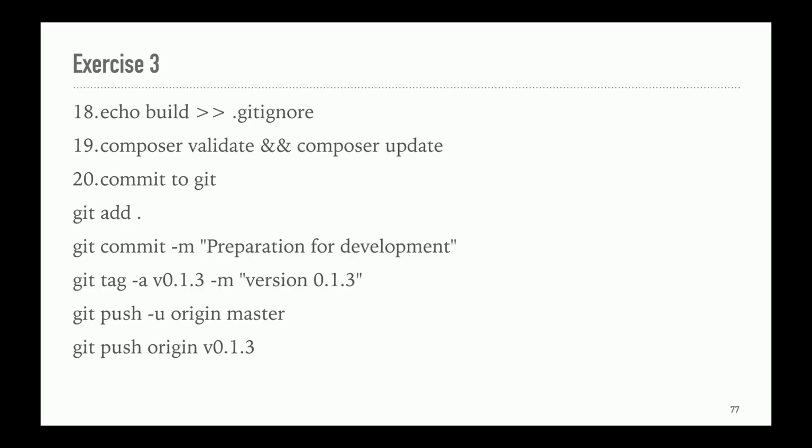Every time that we run PHP unit or PHP code sniffer, it could output results. In this case, we configured PHP unit to output results to build. That's why we are going to add that directory to git ignore. After that, we can run composer validate for the sections that we just added, and then composer update, because now we have new requirements for our library. And we would commit to Git with a new version, preparation for development, version 0.13. We would push the branch and the tag.